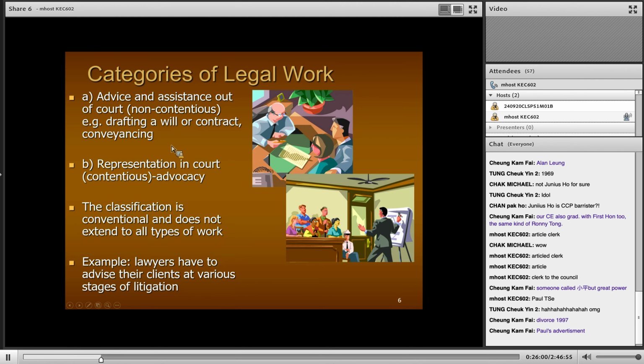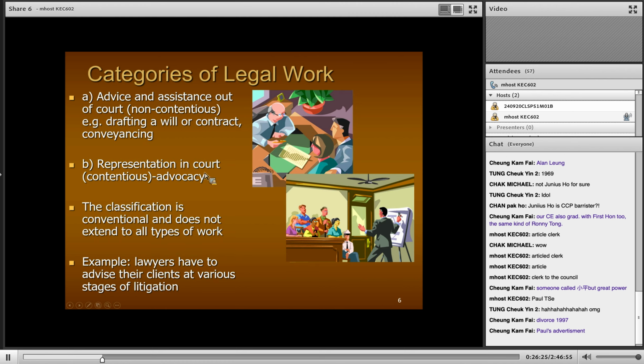and then he will negotiate with the other party through the lawyer. They will amend the contract or amend the terms and conditions, etc., etc. After both parties agree on the content, he will arrange signing of the document. So it's the job for non-contentious work.